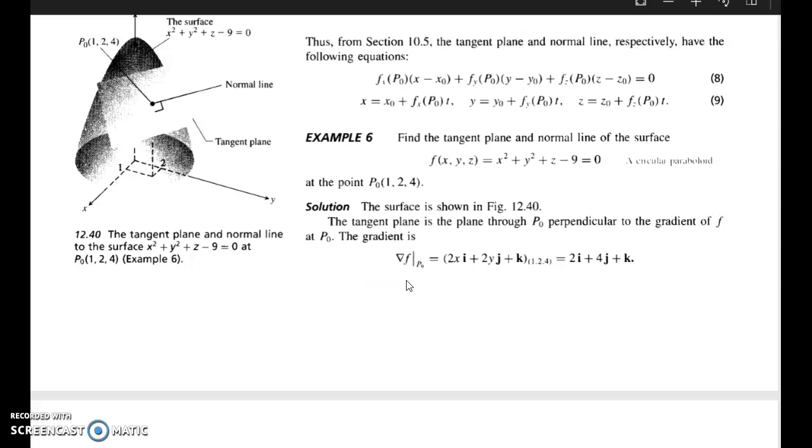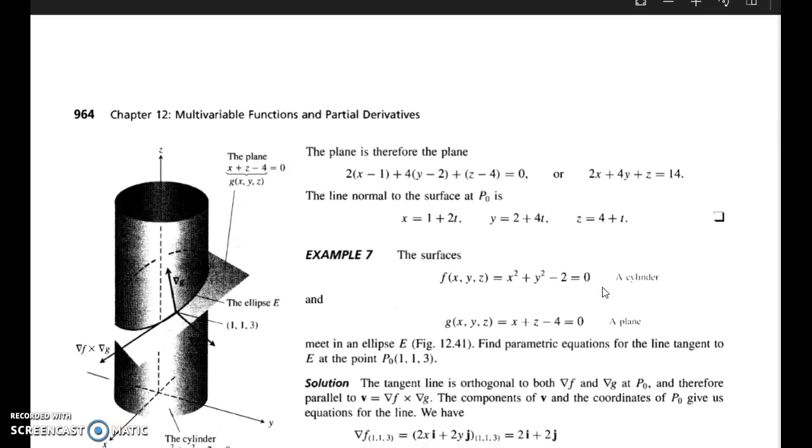First of all, we have to find the gradient, del f. So the gradient equals fx into i plus fy into j plus fz into k. It is equal to 2x into i plus 2y into j plus 1 into k. At the point 1, 2, 4 it equals 2i plus 4j plus k.